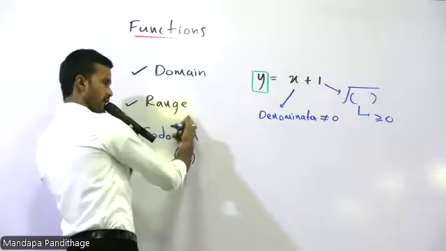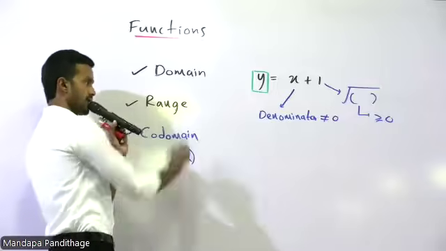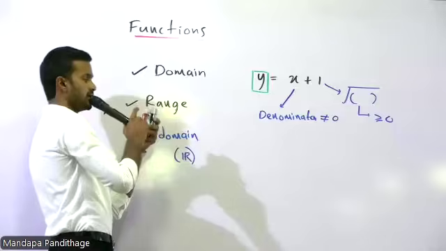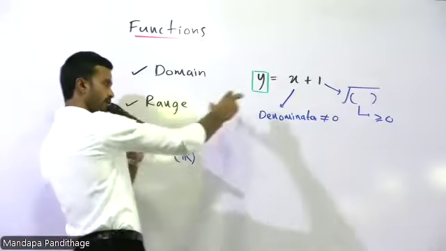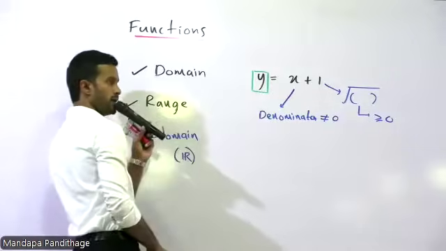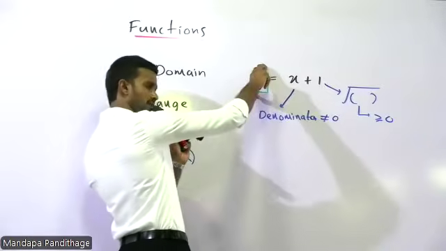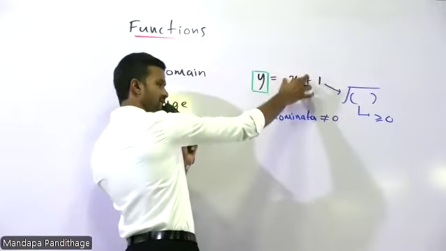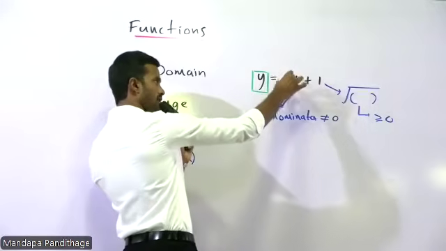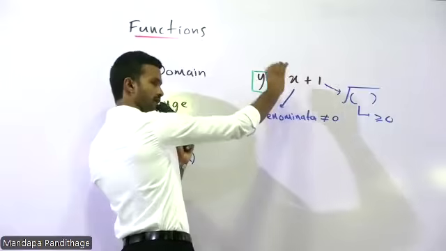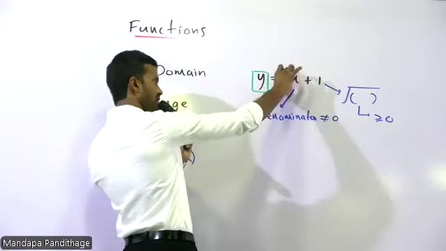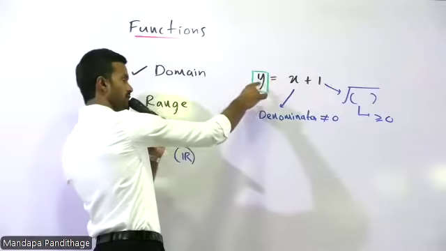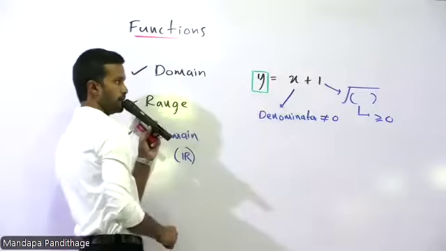When it comes to range, what is the range? Range is the set of y values that make x real. In this case, since y has been made the subject, y is equal to x plus 1, when I substitute a particular x value here, I can check whether y is real or not.